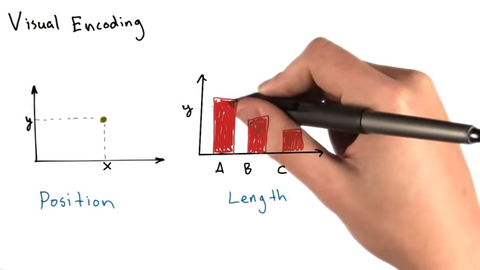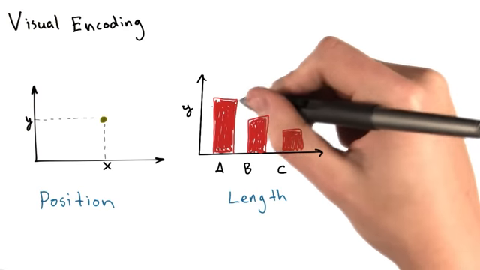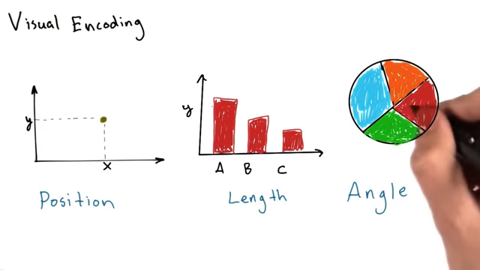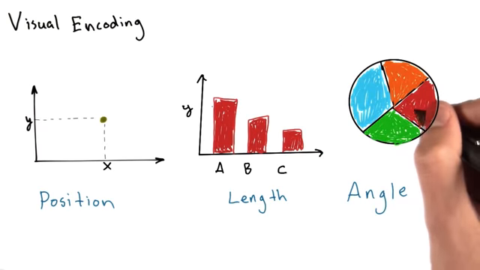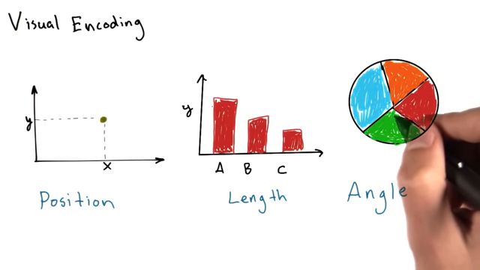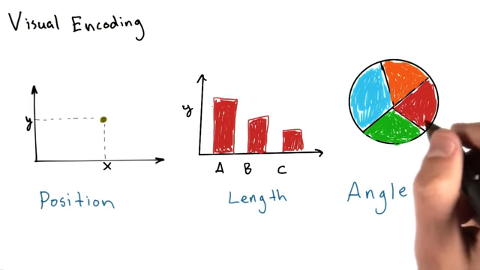The length of a bar indicates the intensity or value of your data point. For example, the longer the bar, the greater the absolute value. One more encoding that's very common is angle. Angle ranges from 0 to 360 degrees on a circle. Angles are commonly used to represent parts of a whole. A pie chart is a really common example of this.